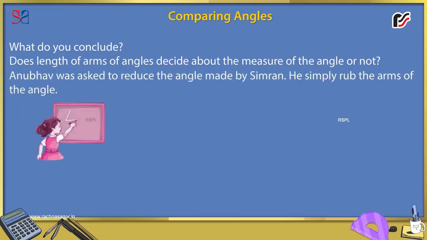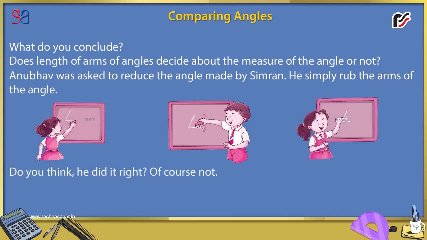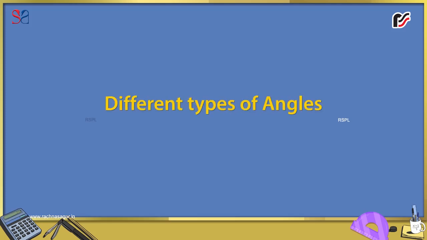Anubhav was asked to reduce the angle made by Simran. He simply rubbed the arms of the angle. Do you think he did right? Of course not. Different types of angles.